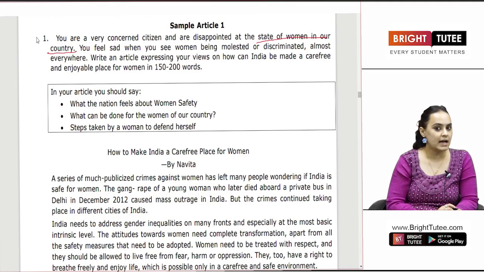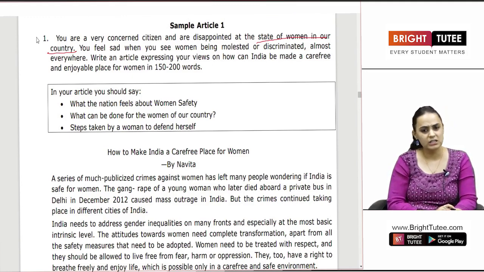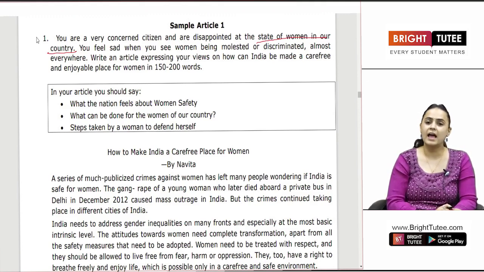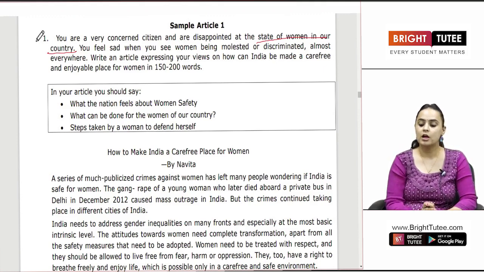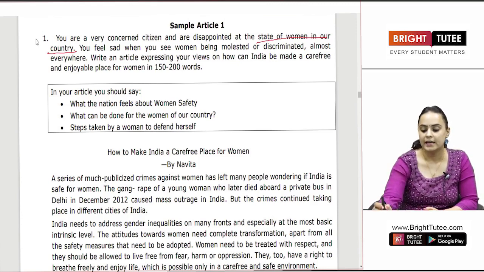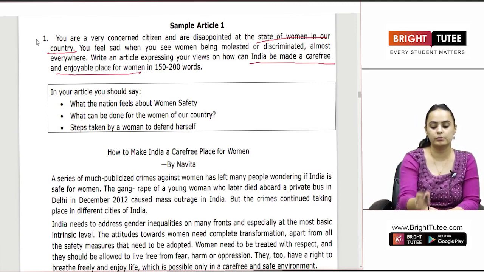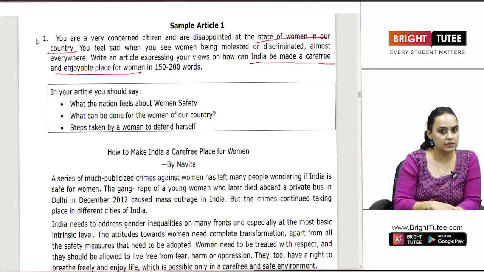You feel sad when you see that the women are being molested, they are ill-treated, they are discriminated, and that can be seen everywhere, all across the land. So you have to write an article expressing your views on how India can be made a carefree and enjoyable place for women. So these are the hints that are given to you. You can elaborate on these points.